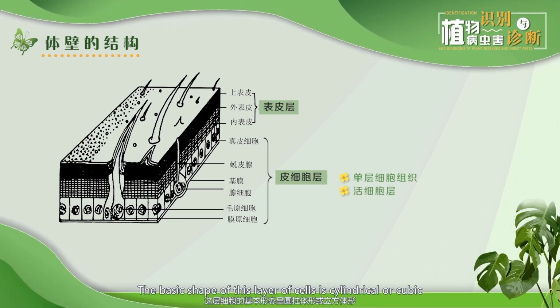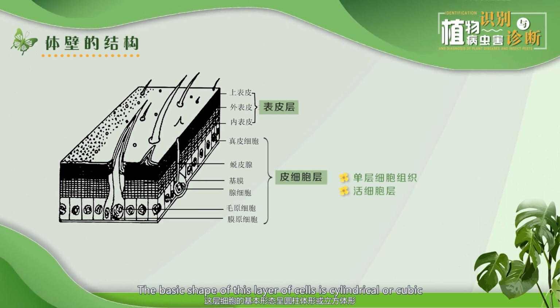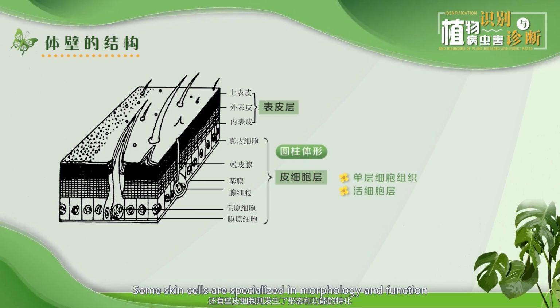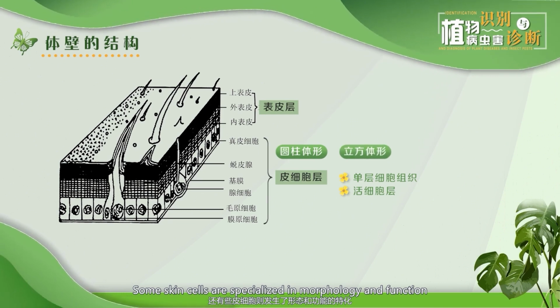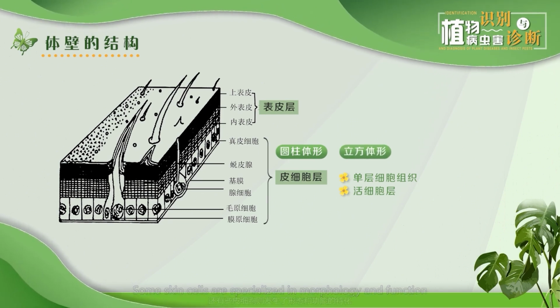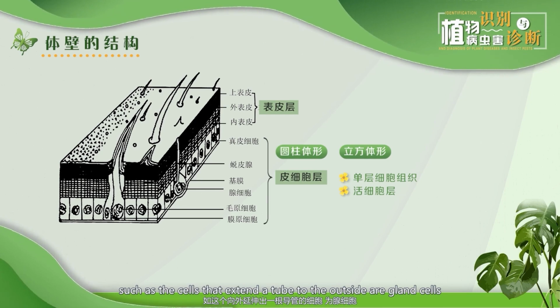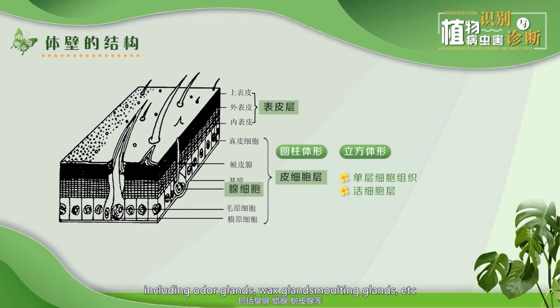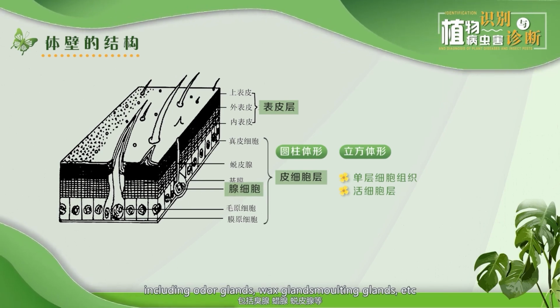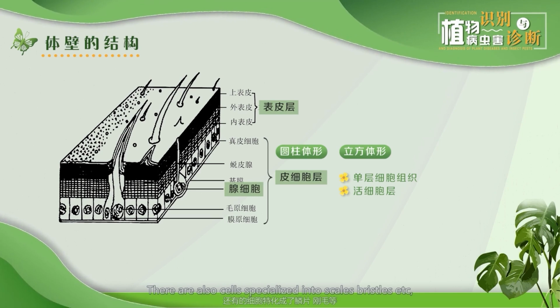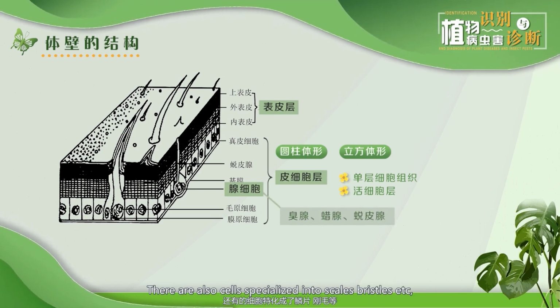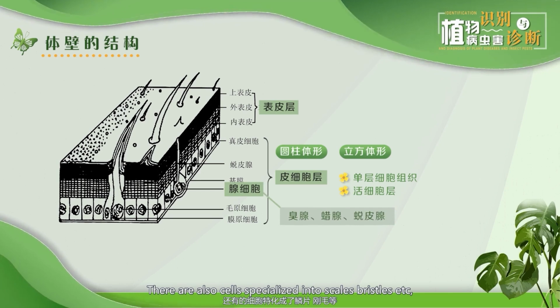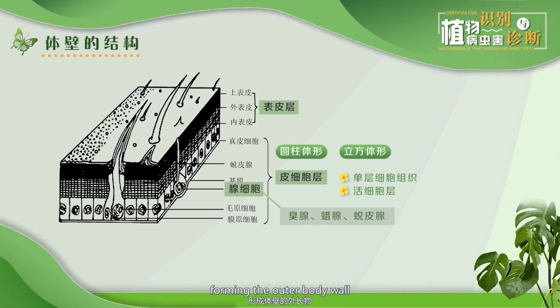The basic shape of this layer of cells is cylindrical or cubic. Some skin cells are specialized in morphology and function, such as the cells that extend a tube to the outside, which are gland cells, including odor glands, wax glands, molting glands, etc. There are also cells specialized into scales, bristles, etc., forming the outer body wall.